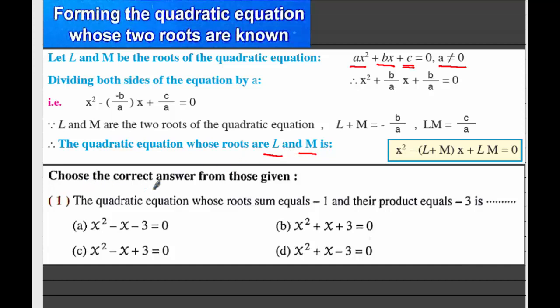Now choose the correct answer from those given. Question number 1, the quadratic equation whose roots sum equals negative 1 and their product equals negative 3. So we have the sum of the two roots equals negative 1 and their product equals negative 3, and the required here is to form the quadratic equation.